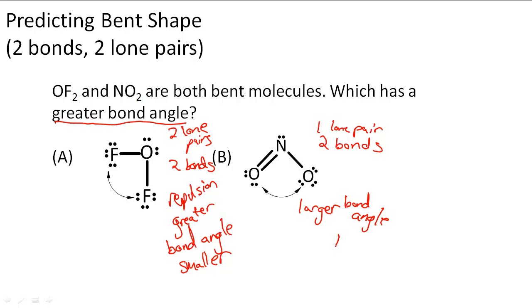This one is closer to 120, not exactly 120, and this one is less than that. Less than, probably around 100.5. So this is much less than that. And so this is the greater bond angle. Even though they're not exactly those numbers, they are closer to that based on their lone pairs and bonds, and that means B is the answer to our question because it has a greater bond angle.